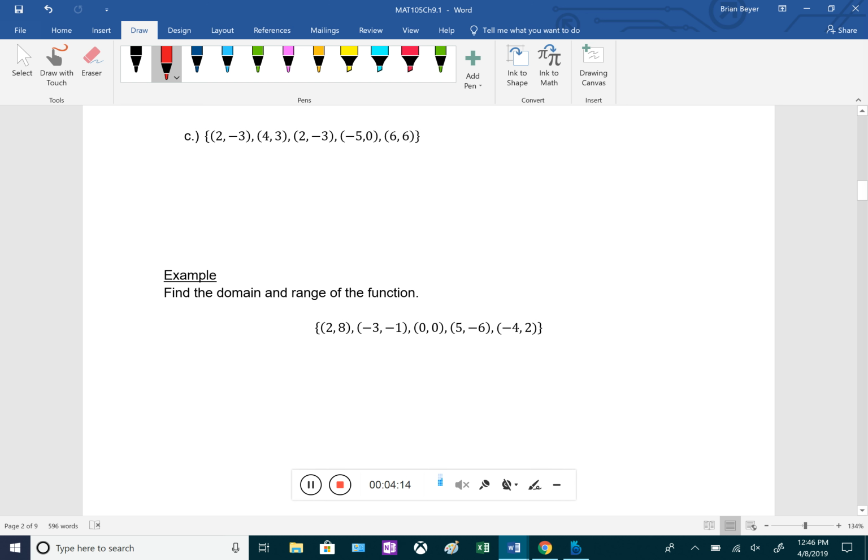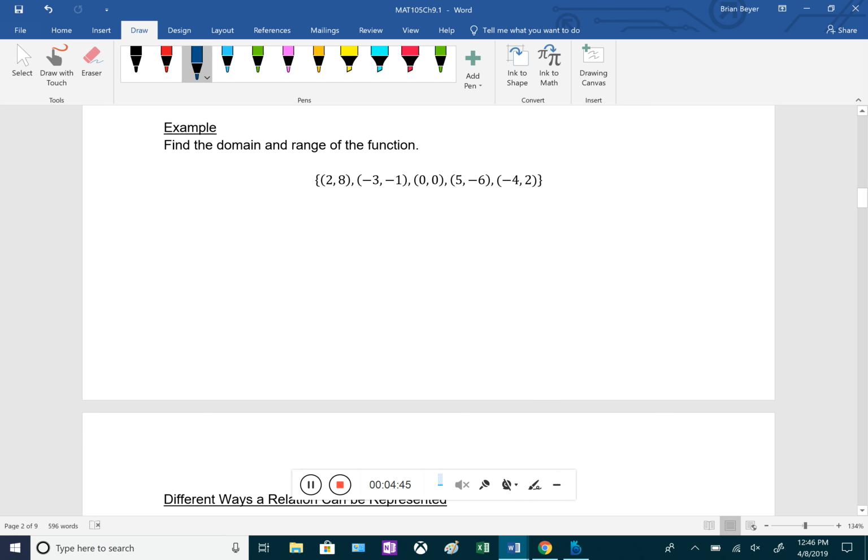Last one here, we have (2, -3), (4, 3), (2, -3), (-5, 0), and (6, 6). So look for some repetition in the x's. We do have these 2's that are repeating. So originally we might think it's not a function. However, they're both going to the same value of -3. So this relation is a function. Both x coordinates are going to the same y coordinate.